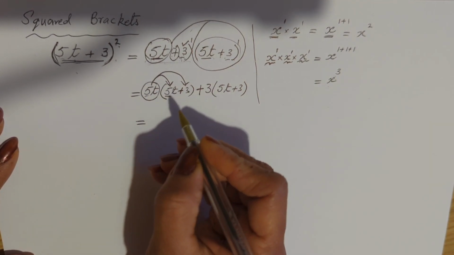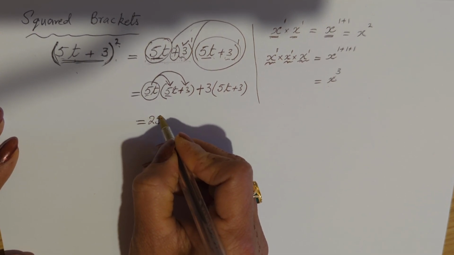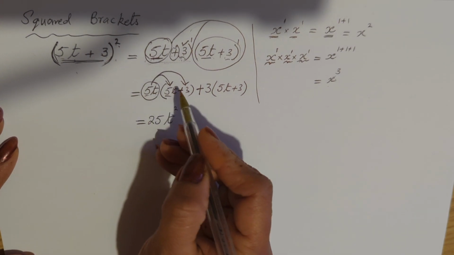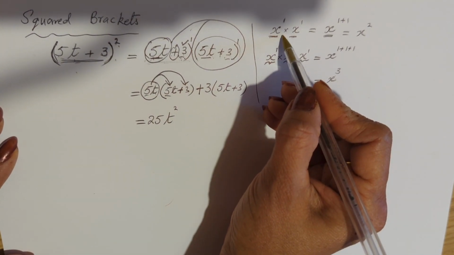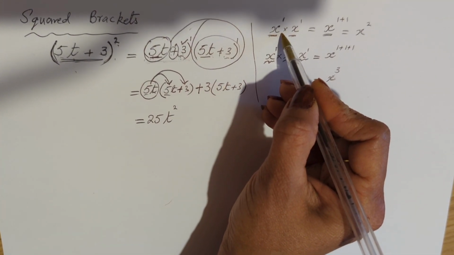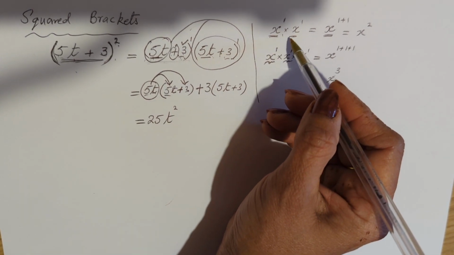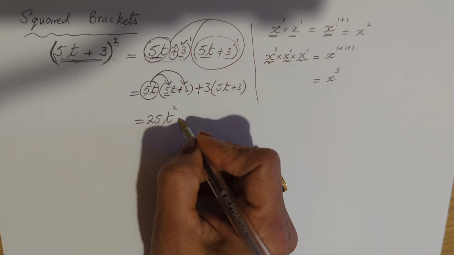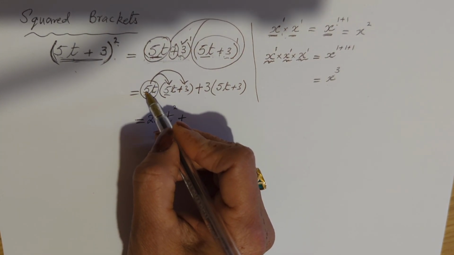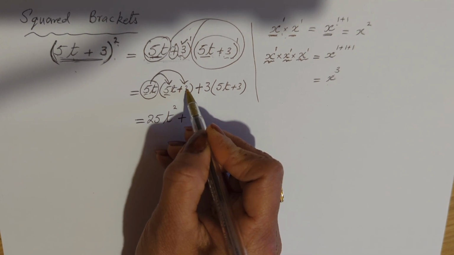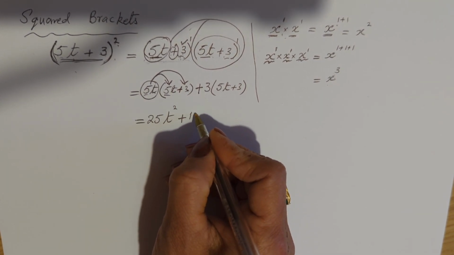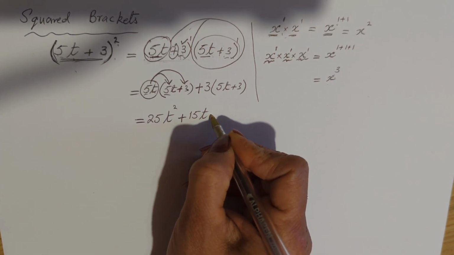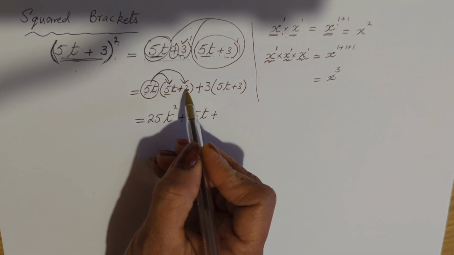So 5t multiplied by 5t will give you 25. T multiplied by t will give you t square, because the same procedure applies here. T and t, the bases are equal, we will add their powers, so it will become t square here. Then the second step is this 5t will multiply by 3. So 5 multiplied by 3 will be 15 and t will be as it is. No, the second, we have two terms here.